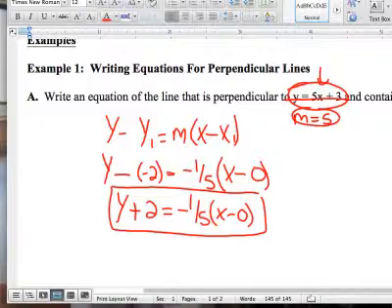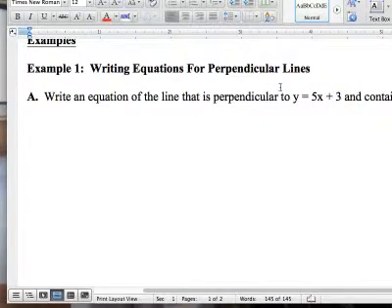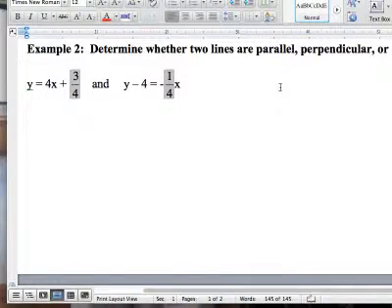Any questions on example 1? All right, let's move on to example 2. The next example asks us to find out if the two lines are parallel, perpendicular, or neither. So what we need to do is we need to look at the slopes of each of those lines.